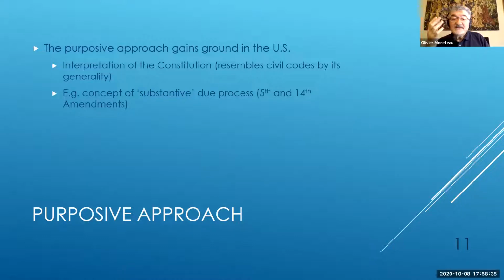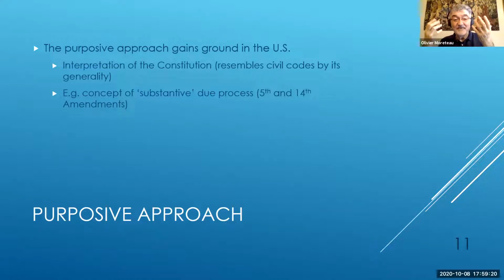Another point during this age of statute, we see the purposive method or the purposive approach gain traction, first in the United States and then also in England. The place where purposive interpretation has developed in the United States is primarily regarding the interpretation of the Constitution, which is not surprising because our Constitution resembles a civil code. It's drafted in very general terms. You have lots of open-ended words like equal treatment, due process, that need interpretation. You've got to project meaning.